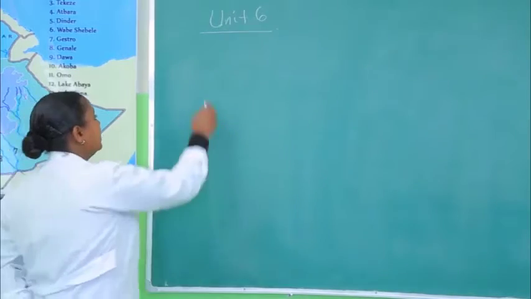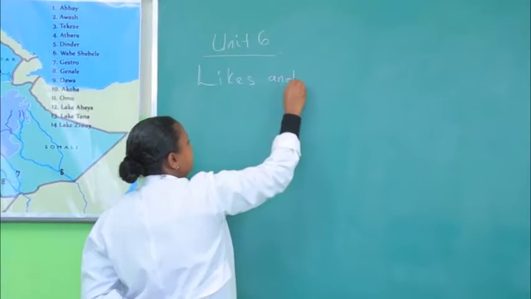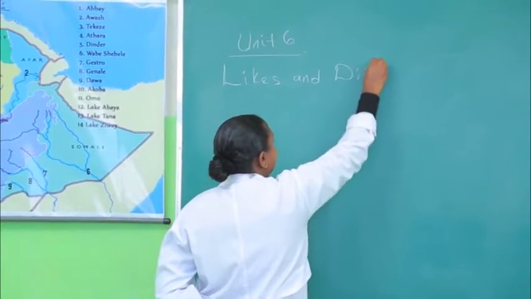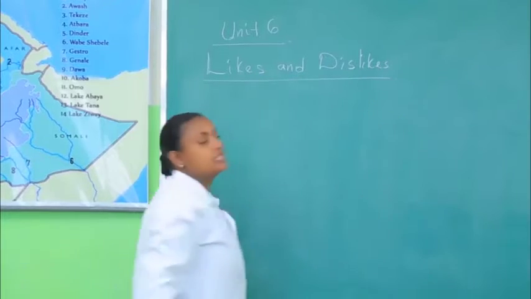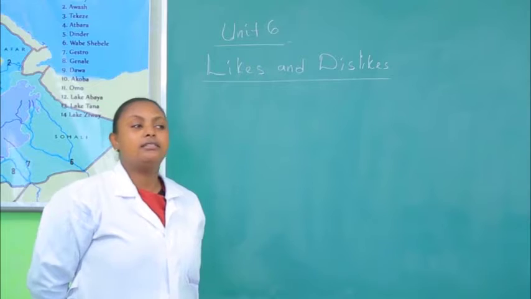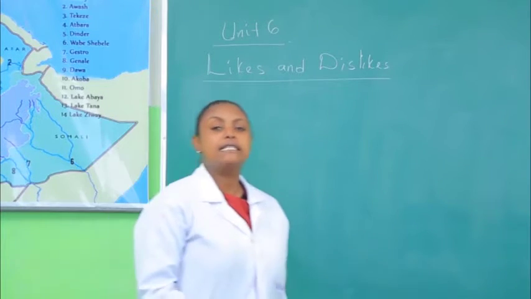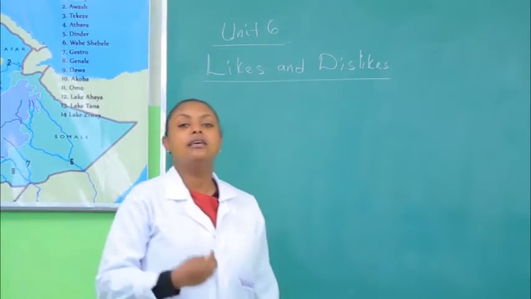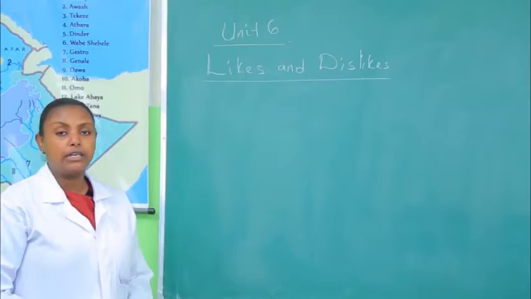Unit 6, the title is Likes and Dislikes. Students, there are so many things that you like and things that you don't like. So, how can you express these likes and dislikes in English? That is going to be our main focus.